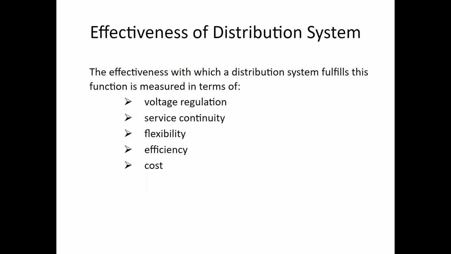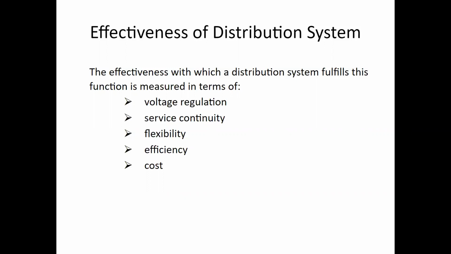Second is service continuity. Service continuity means supplying power for 24 hours continuously. Of course, here we very rarely miss power. So the distribution system must have sufficient facilities to provide power continuously without any disturbance. If a system is able to provide power 24 hours, every day, every month, every year without any disturbance, then it has service continuity.